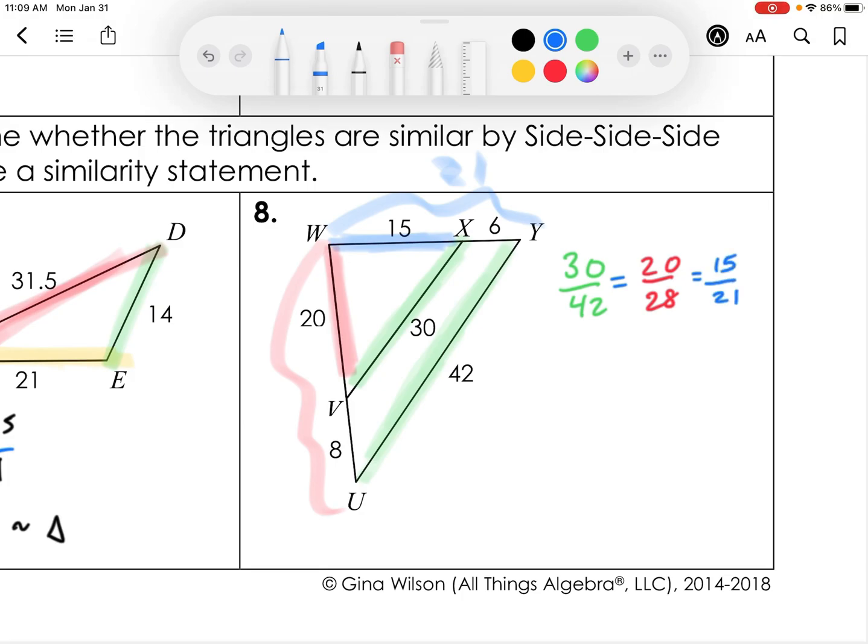And if you divide them and they all get divided by the same thing, or they get the same number, let's see, if we simplify this one, we get dividing by 3, 5 over 7. Simplifying that one, dividing by, let's say, 4, we get 5 over 7. And simplifying that one, dividing by 6, we get 5 over 7, I believe. So they're all the same. You would say yes. And then writing your similarity statement with the triangles, we can do WXV with WYU.